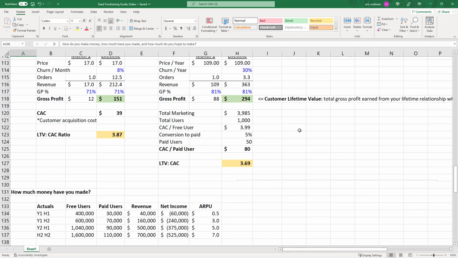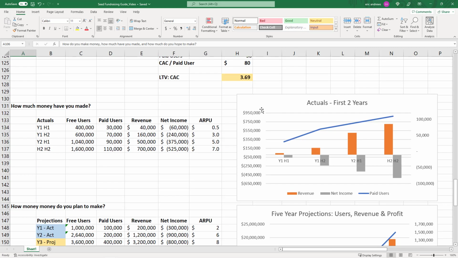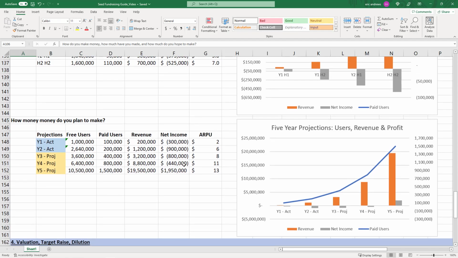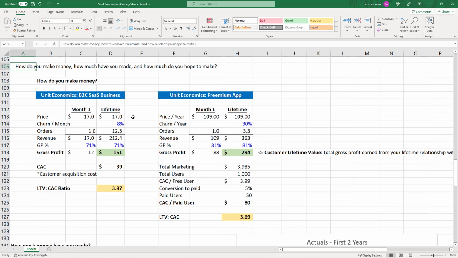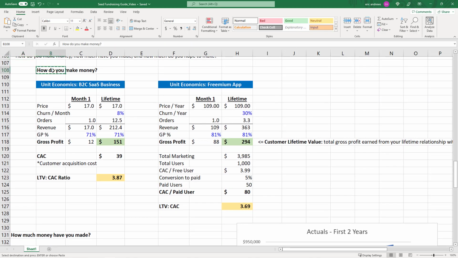How much have you made? So you want to be able to show your traction in a very simple chart. I'm going to show you some examples. How much do you plan to make? Here's a projection about the future. So it's really 3 different things. So how do you make money?